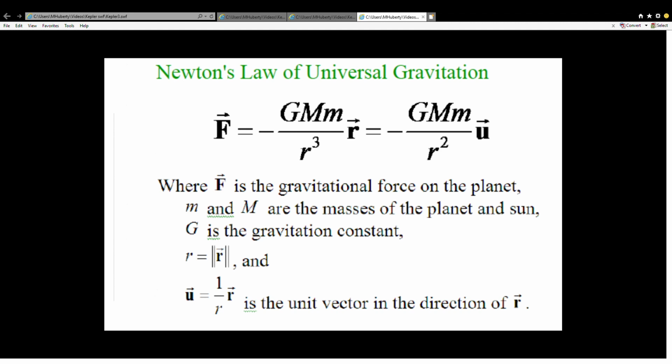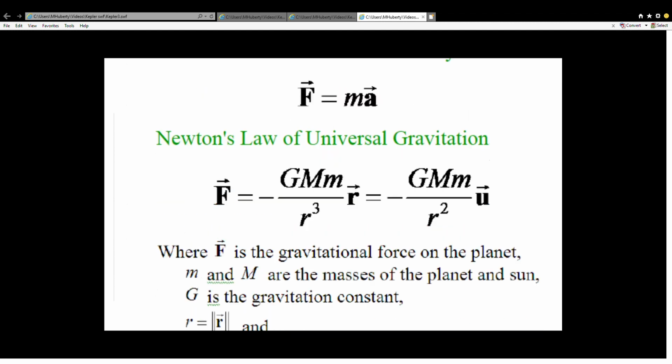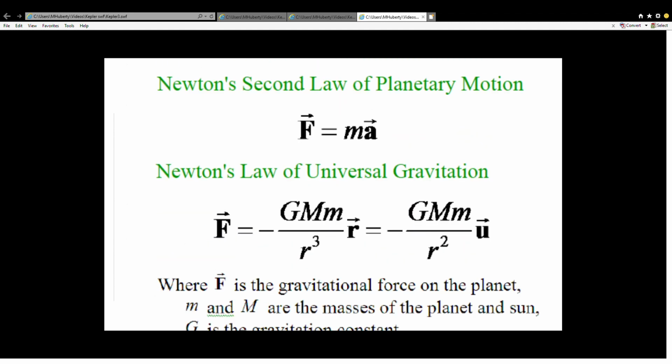But Newton's proof of Kepler's laws of planetary motion requires only these two laws themselves, okay? And so that's what we're going to use along with understanding of some vector stuff.